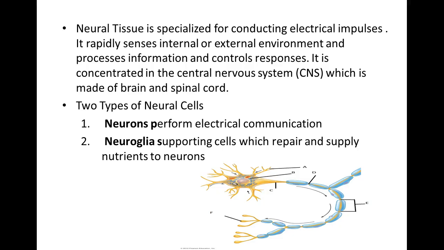Neural tissue, our last type to talk about. We find that in the brain, the spinal cord, and the nerves all over the body. The brain and spinal cord is your central nervous system. Everything else is your peripheral nervous system. And you have neurons, which are the actual cells that can perform electrical communication. And then the supporting cells, which is the neuroglia, which repair, supply nutrients to the neuron, and also provide a certain degree of protection to the neuron.